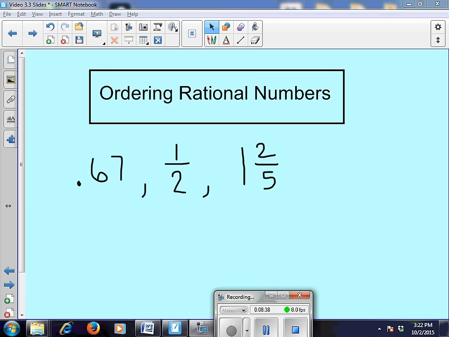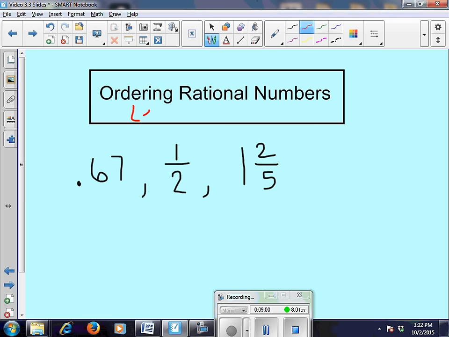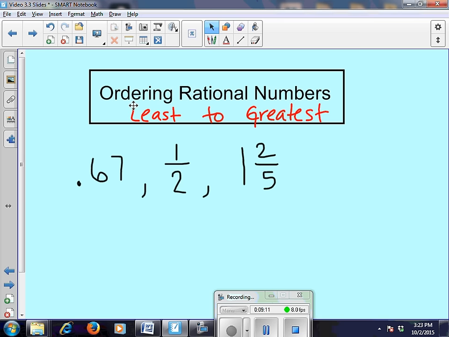Now let's see if you can order these rational numbers. I have 67 hundredths, 1/2, and 1 2/5. Each one of these numbers can be written in fraction form, therefore I know they're rational. But now I need to put them in order. I need to order them, and let's order them from least to greatest. So why don't you press pause on this video and take a minute to order these 3 numbers. Use your knowledge of changing either the decimals to fractions or the fractions to decimals, because that will make it much easier for you to decide which one is greater than the other.